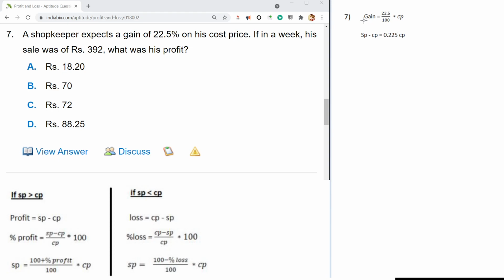Gain means SP minus CP equals 0.225 into CP. If you further simplify this, we get SP equals 1.225 into CP. And SP is given as 392. If you substitute the SP value 392, we get CP equals 320. We have SP as 392 and CP as 320. We need to find the profit. Profit is SP minus CP, that is 392 minus 320, which equals 72. That is option C.